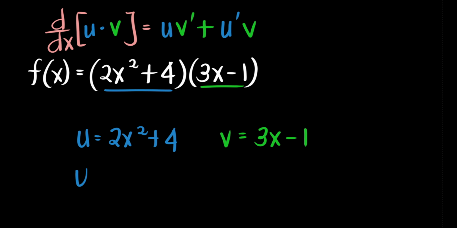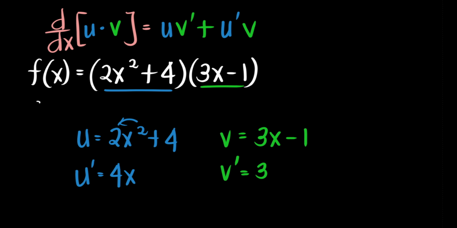U prime, which is the derivative of u, is equal to 2 times 2 is 4 times x to the power 2 minus 1 is 1, plus the derivative of 4 is 0, or we can simply write this as 4x. V prime will be the derivative of 3x is 3, minus the derivative of 1 is 0. All we need to do is to plug in these values into the formula.